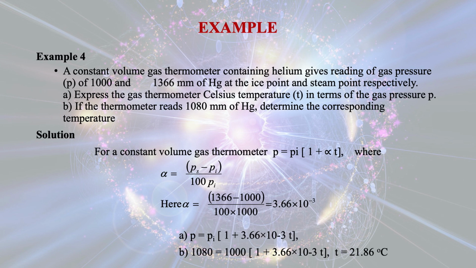And for this problem, the pressures measured at the ice point as well as the steam point are given. So alpha we can calculate, that is 1366, that is the pressure at the steam point, minus 1000, that is the pressure at the ice point, whole divided by 100 into 1000, because 1000 is the value of pressure at the ice point, and that comes out to be 3.66 into 10 to the power minus 3.